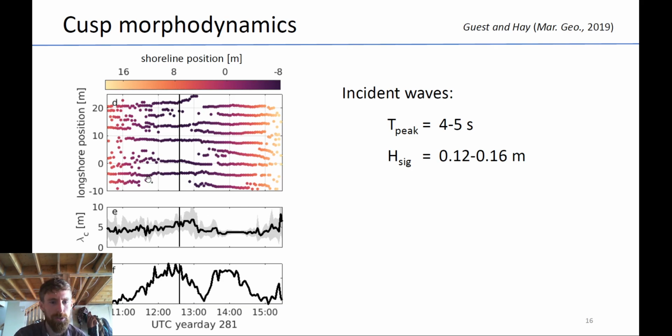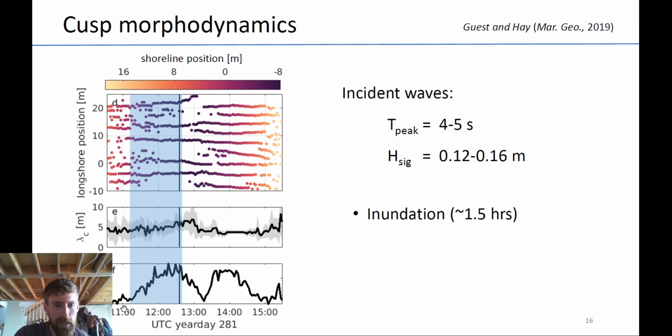So I was able to use the cusp horn positions to come up with time series of mean cusp spacing, which is shown here in the middle plot. And then in the bottom plot, we've got a time series of the cross-shore cusp amplitude. So this is the most interesting thing to look at here, I think, and the thing that allows us to dig into this timescale question a little bit.